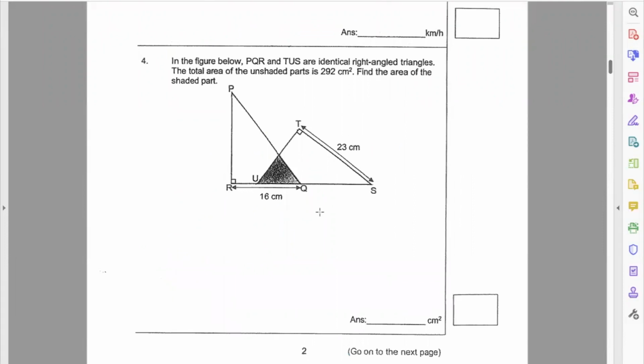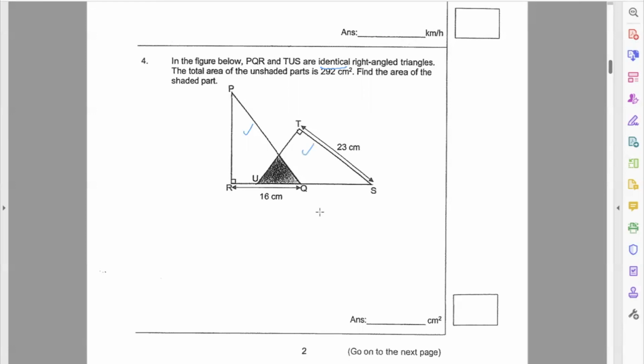So question number 4. In Singapore, in the figure below, PQR and TUS are identical right angle triangles. The keyword is identical, so they are the same. The total area of the unshaded part is 292. So this plus this is 292.